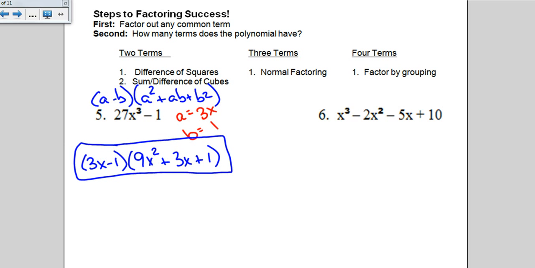Alright, number 6. We finally get to something with 4 terms. And it says when you have 4 terms, we're going to factor by grouping. I love factor by grouping. Grouping means we're going to group the first 2 together, and then we're going to group the last 2 together. And we're going to treat them like individual problems.